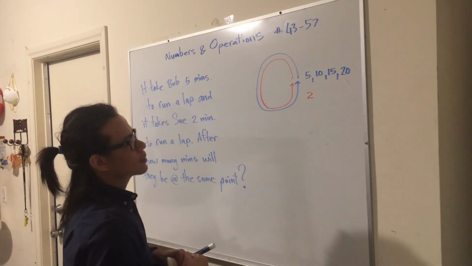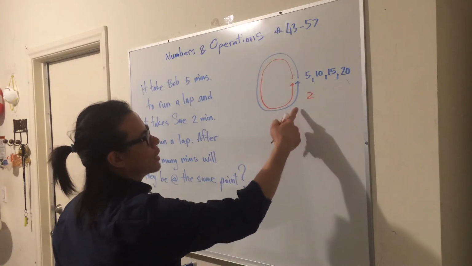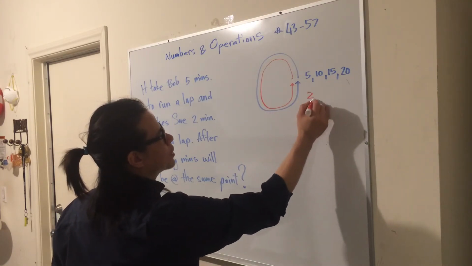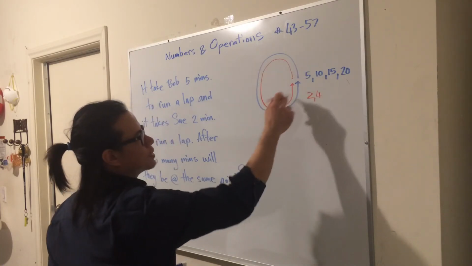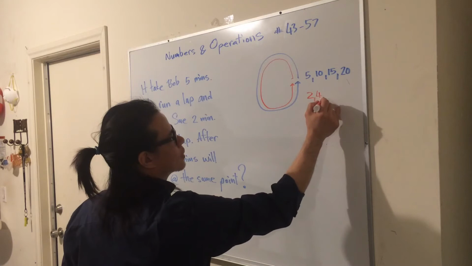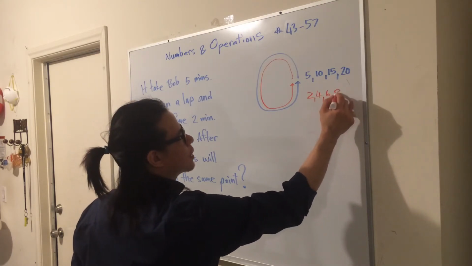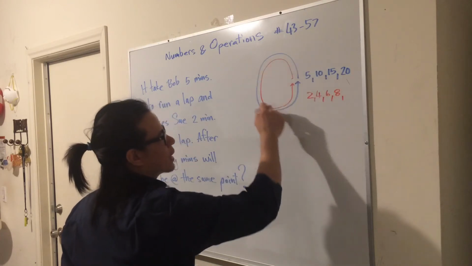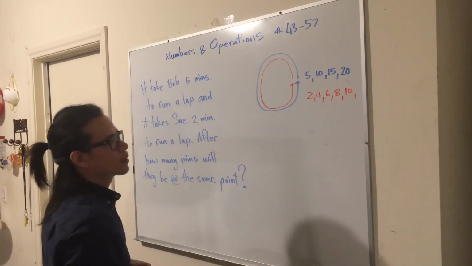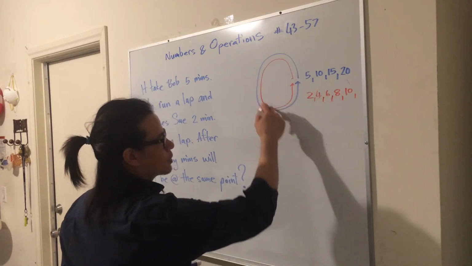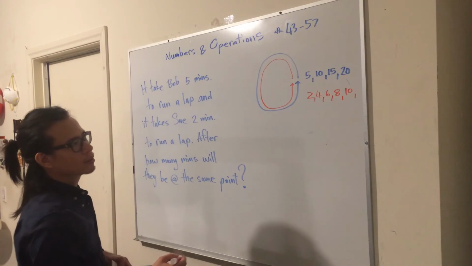Now let's look at Sue. Okay, after 2 minutes, she gets back to this point. After 2 more minutes, she gets back to this point. After 6 minutes, you get the idea. 8 minutes, she's back over here. 10 minutes. Okay. When will they be here at the same time? That is the question.